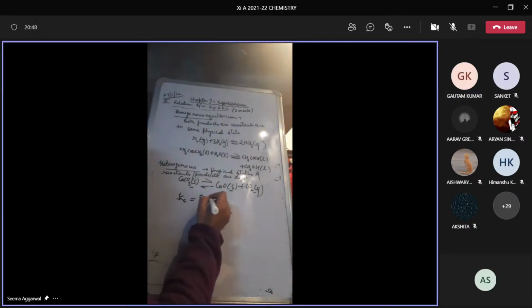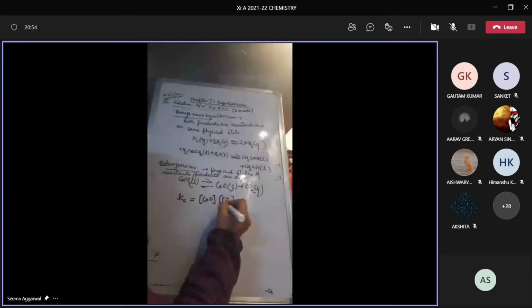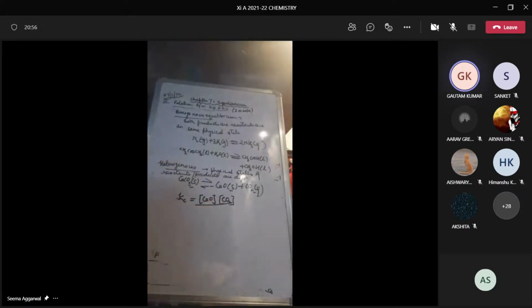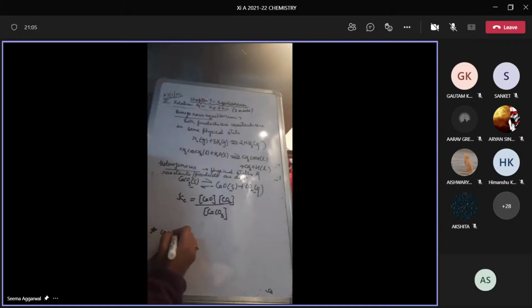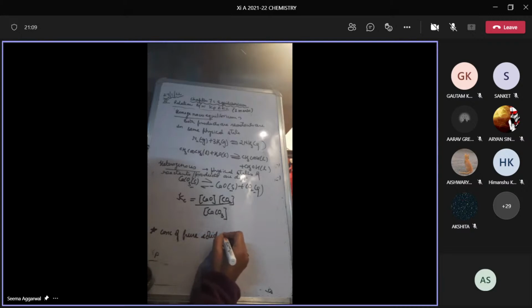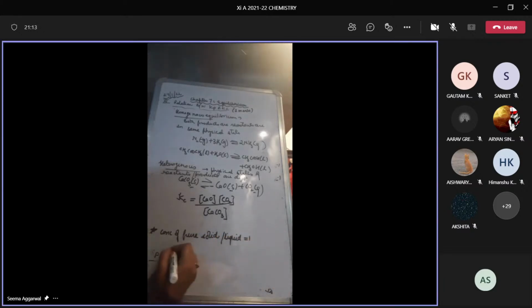Concentration of CO2 upon concentration of CaCO3. Okay. Now just keep one thing in mind. This is very, very important. Concentration of pure solid and liquid is taken as 1, because what is concentration? Number of moles upon volume. Concentration is of a solution.